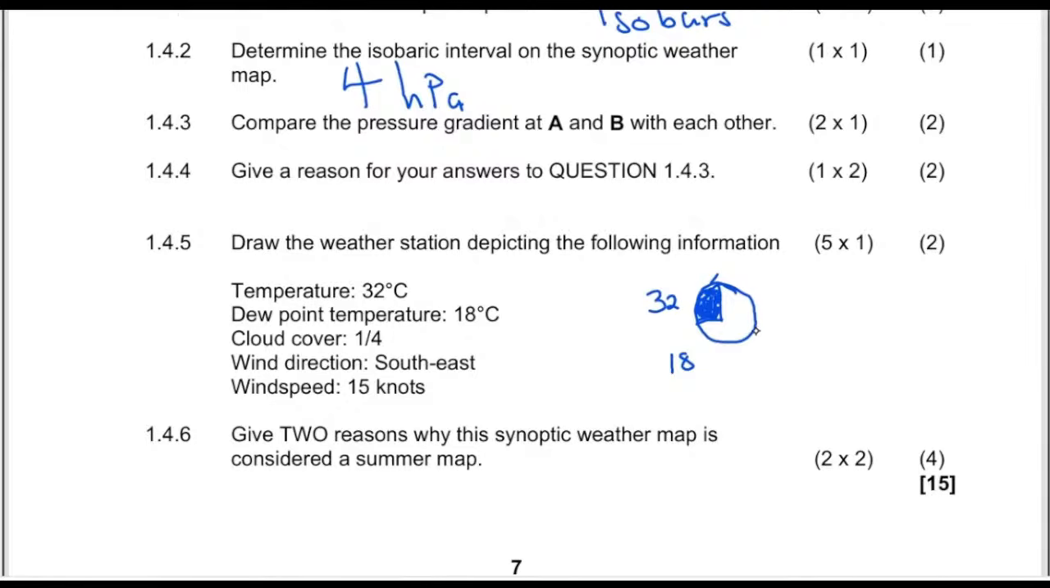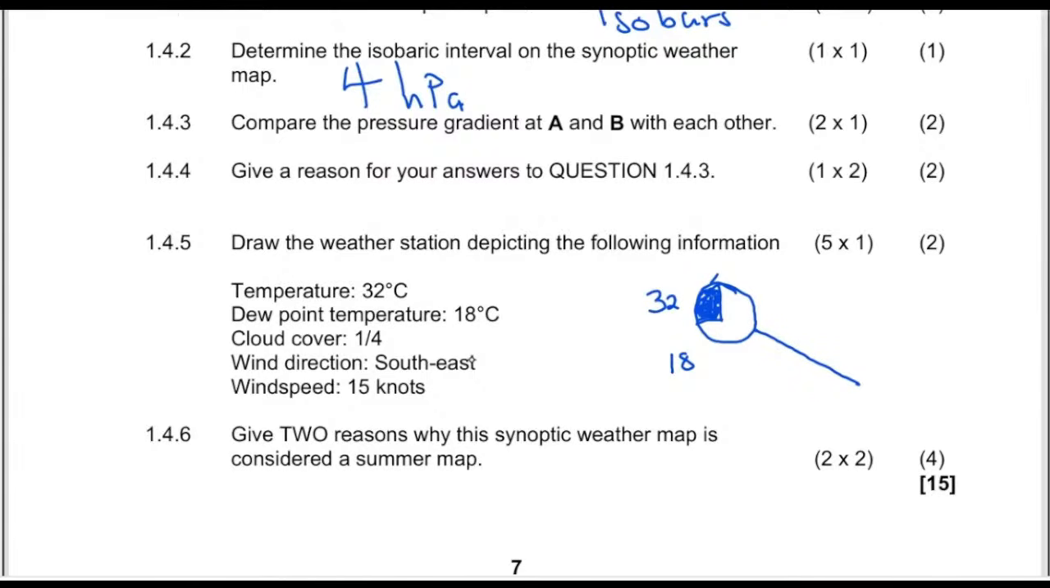So southeast will point somewhere towards this direction. That is your wind direction. Then at the end of the arm there, you are supposed to put the feathers that represent the amount of wind speed in knots. And what you must always remember is that every one full feather is equal to 10 knots. So a half will be representing 5 knots.